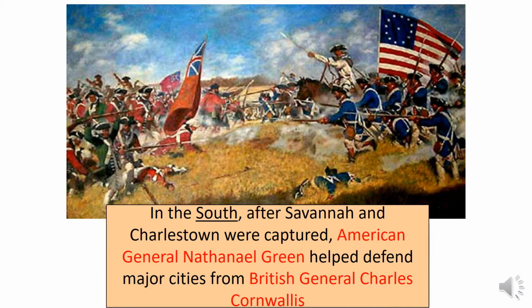In the South, after Savannah and Charleston are captured, American General Nathaniel Greene helped defend major cities from British General Charles Cornwallis. So Cornwallis is the British leader in the South. And again, the British leader Howe is like obsessed with the Southern leadership. And so Cornwallis continues that, and Cornwallis is going to be in the South. And they think that if they can divide the colonies, then the South will be loyalist towards them. But in doing so, they wreak havoc. They do terrible things in the countryside to these colonists, and so more and more colonists turn towards the side of the Americans.